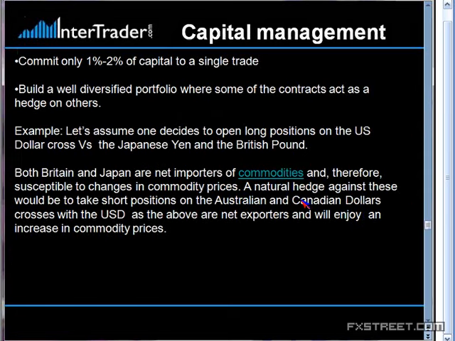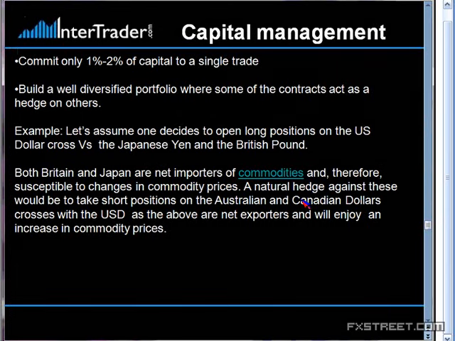Okay, so capital management. The general rule of thumb when you're talking about any kind of risk-reward strategy is to commit only 1 to 2% of your capital on a single trade. You can read any kind of studies you want. You can search this stuff on the internet. That's what the standard people say. I don't care what standard people say. I'm a professional trader. I've traded for years. If you want to commit 10, 15, 20% of your capital on one trade, you can.